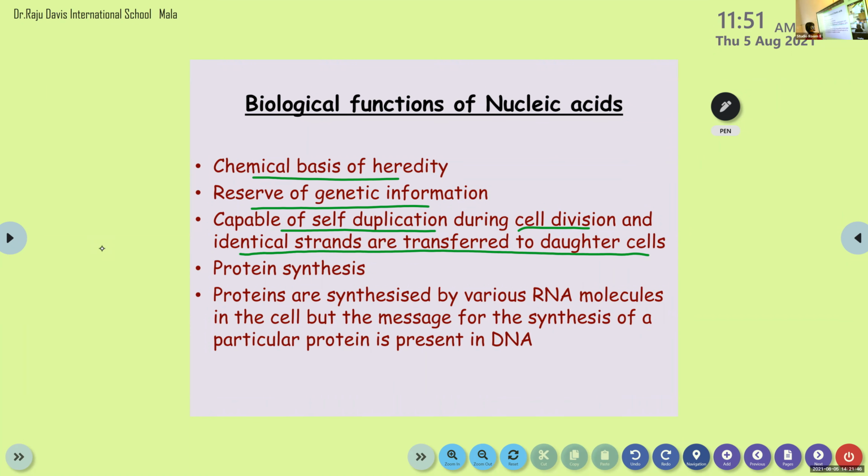So consider this one as one nucleic acid. It can produce the duplicates from the same cell. That is self-duplication during the cell division. Identical strands are transferred to daughter cells. Then protein synthesis, it helps in protein synthesis. That means the production of protein.